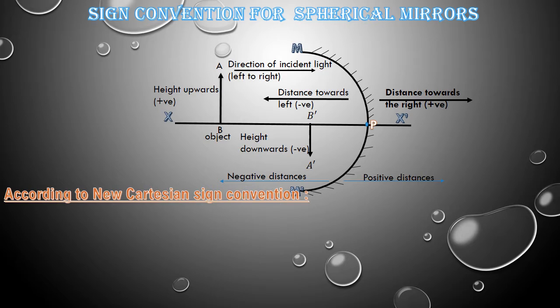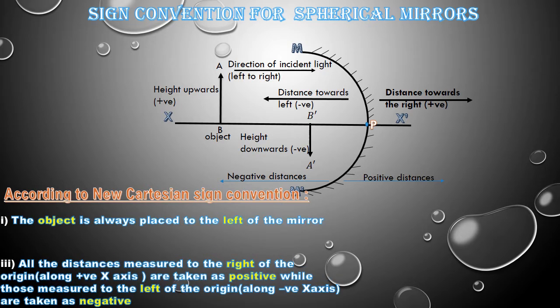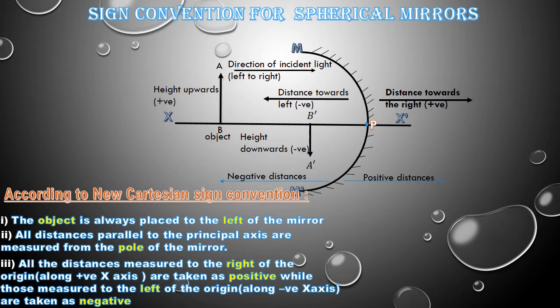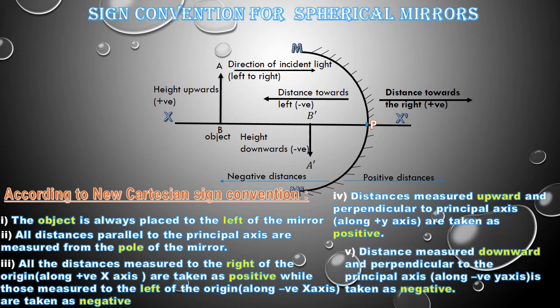Children, we follow a set of sign conventions called the new Cartesian sign convention while dealing with the reflection of light by spherical mirrors. So the sign convention is used for measuring the various distances in the ray diagrams of spherical mirrors. According to the new Cartesian sign convention, there are some postulates. Let us go through them.